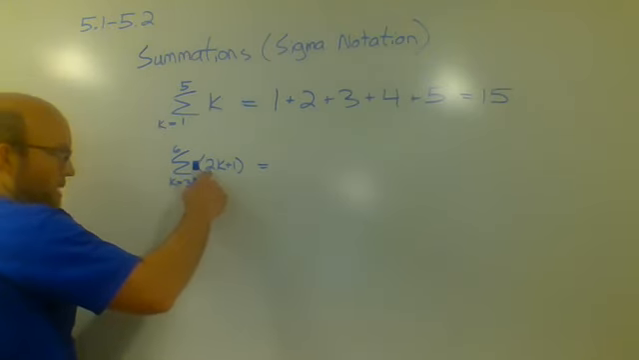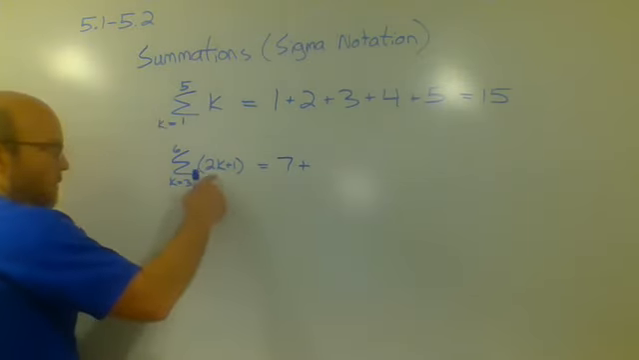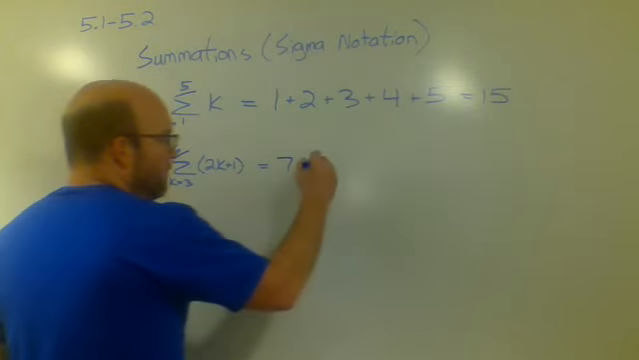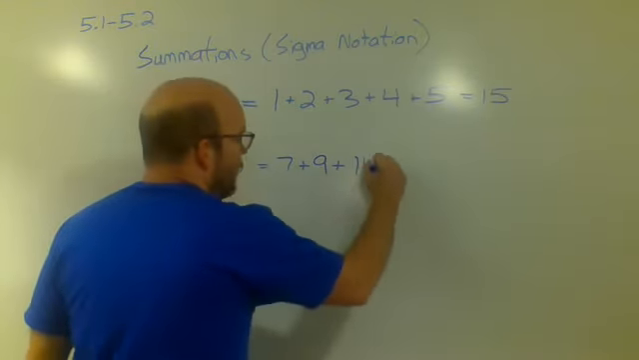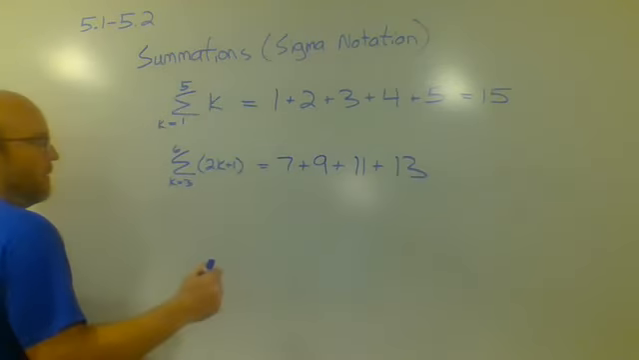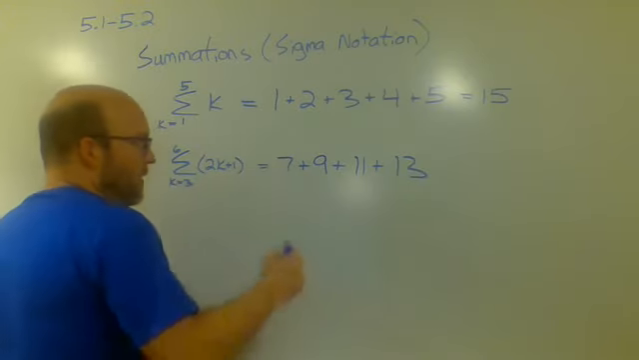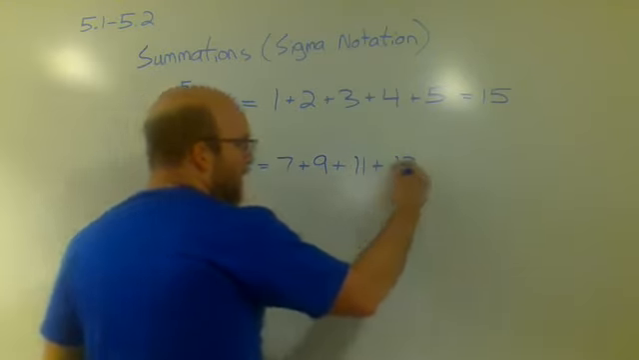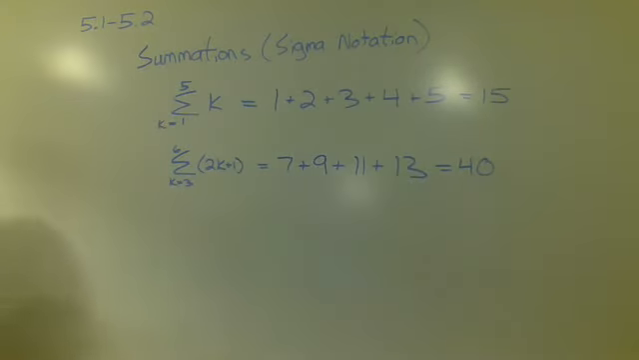So if I put in 3, 2 times 3 is 6, plus 1 is 7. If I put in 4, 2 times 4 is 8, plus 1 is 9. If I put in 5, 5 times 2 plus 1 is 11. If I put in 6, 6 times 2 plus 1 is 13. And that's where I stop. Right? It didn't say to put anything larger than 6 in there. So now you just add this up. This is 16 plus 11 is 27 plus 13 is 40. Okay. So that's the basics of what sigma notation looks like.